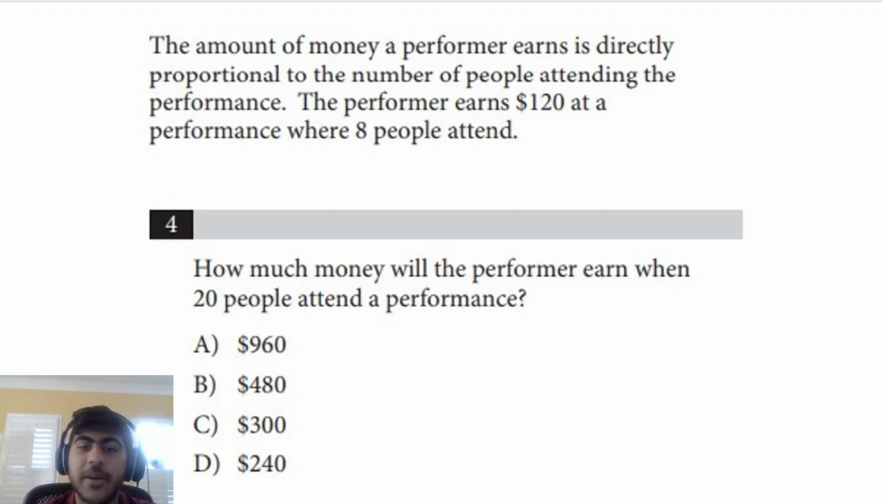We're told that the amount of money a performer earns is directly proportional to the number of people attending a performance. The performer earns $120 at a performance where 8 people attend. And we're asked how much money will the performer earn when 20 people attend?